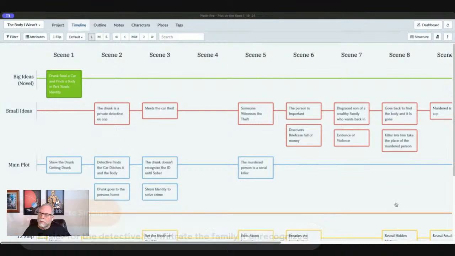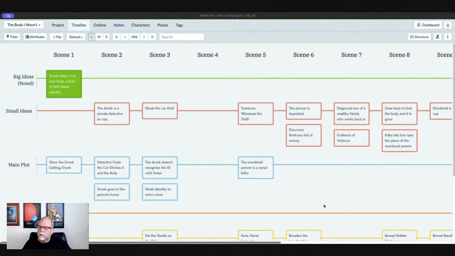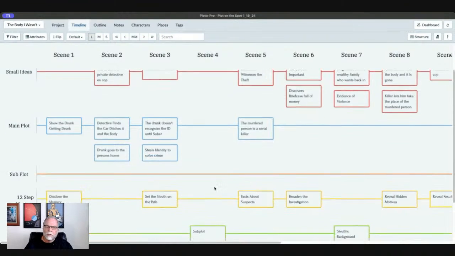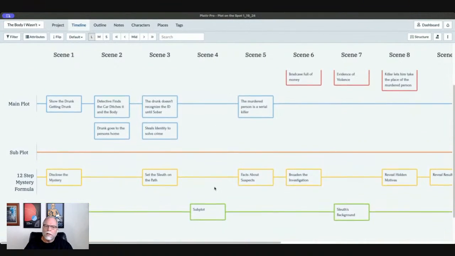Oh yeah, it's easier for the detective to infiltrate the family if he's unrecognized. Maybe, depending. The family might be hard to integrate, but other places might be easy. Might be easy for him, right? Okay, so let's scroll up here and we'll look at our main plot.